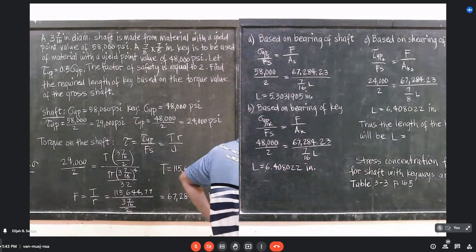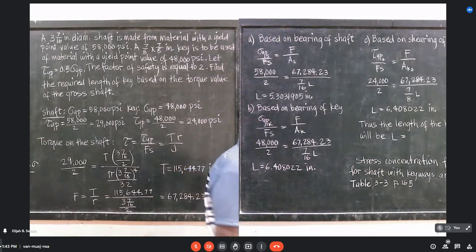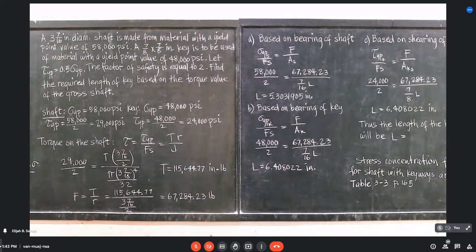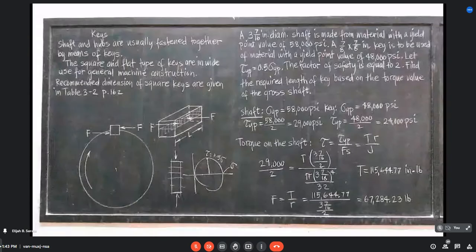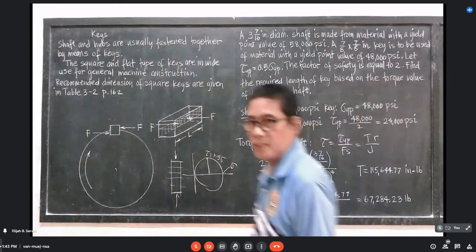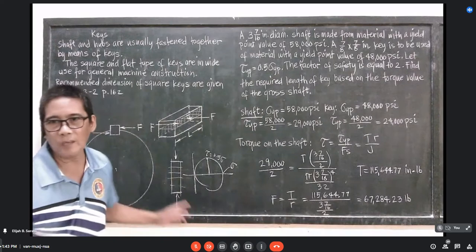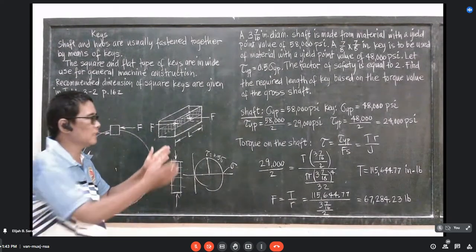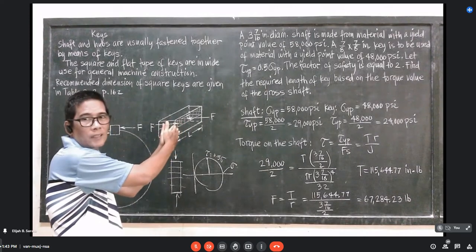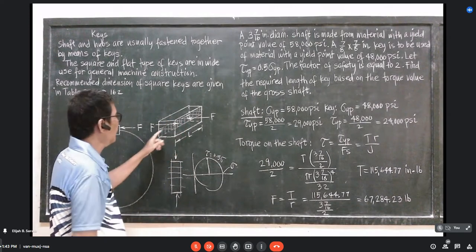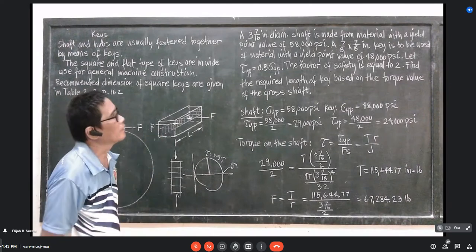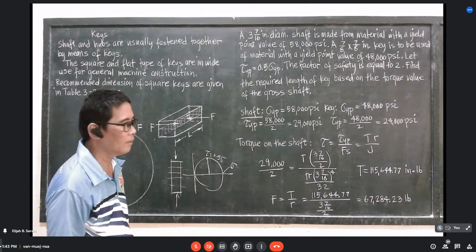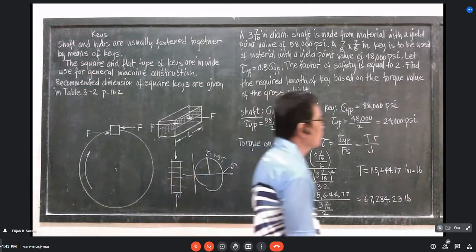Now, how about bearing of the key? Let's go back. The bearing of the key, the stress area would still be the same, because these are the two areas that are pushing against each other. So the area is still 716 by L. Okay?